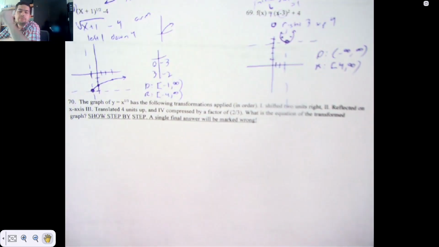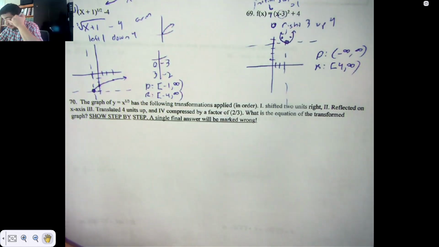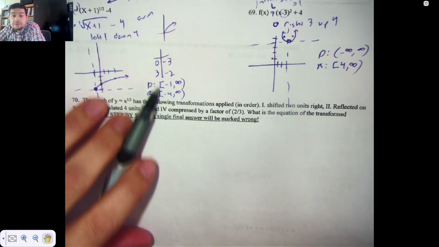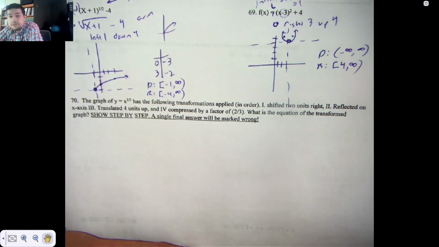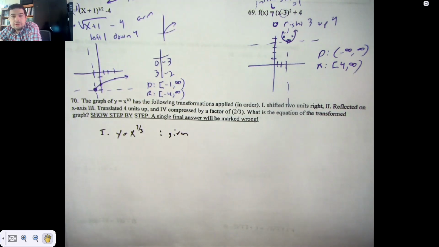70 is a question that gains increasing importance next year, at least in the standards in Tennessee. It's not something I ever push like I ought to, but it's about transformations of an equation without having a graph. It says apply the following transformations in order. The graph is y equals x to the 1/3 power. You don't have to graph it, but this is the first thing. It's given. Y equals x to the 1/3. I'm going to do this as a two-step proof kind of deal, so you can see what's going on.